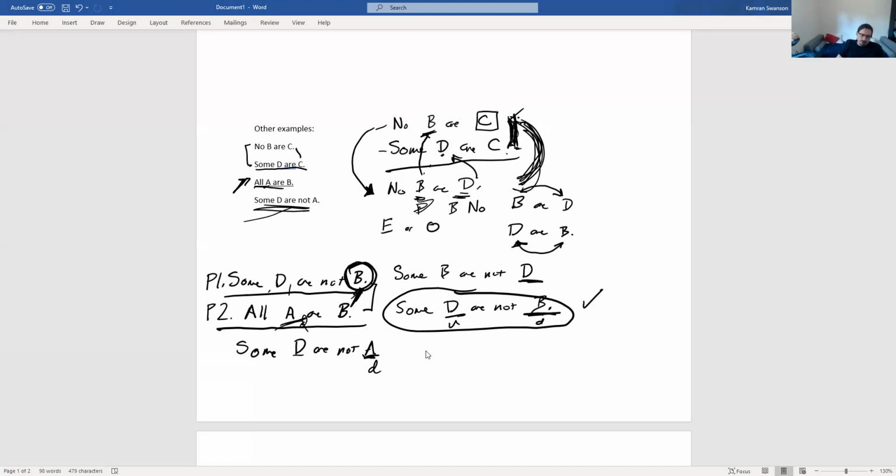Rule number 3, we cannot have more than one negative premise. There's only one negative premise, the first one here. And rule 4, if we have a negative premise, then we must have a negative conclusion. And if we have a negative conclusion, we must have a negative premise. We're good on that score as well. Therefore, this is valid. And we have found out that this is the only missing statement. Some D are not B. All right.